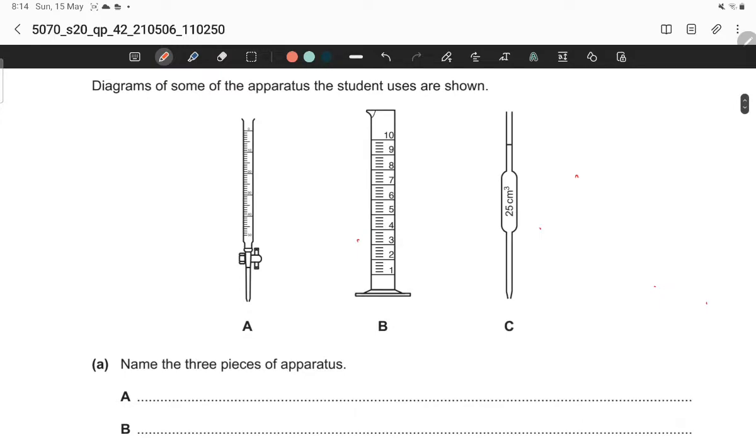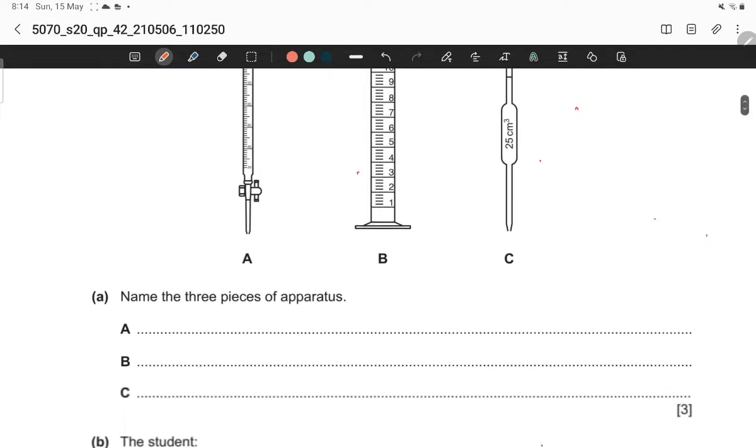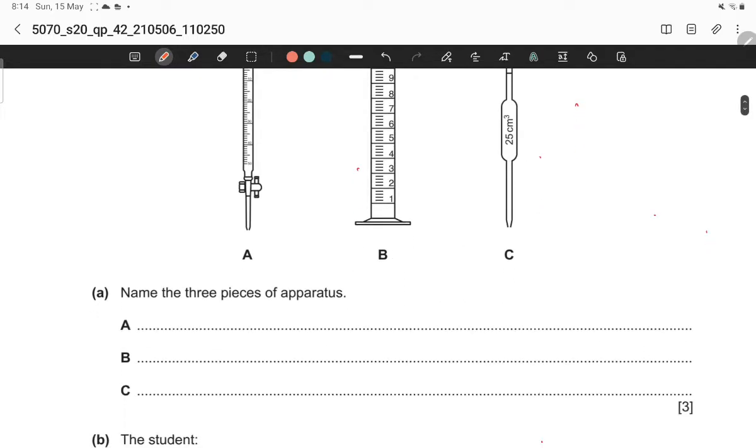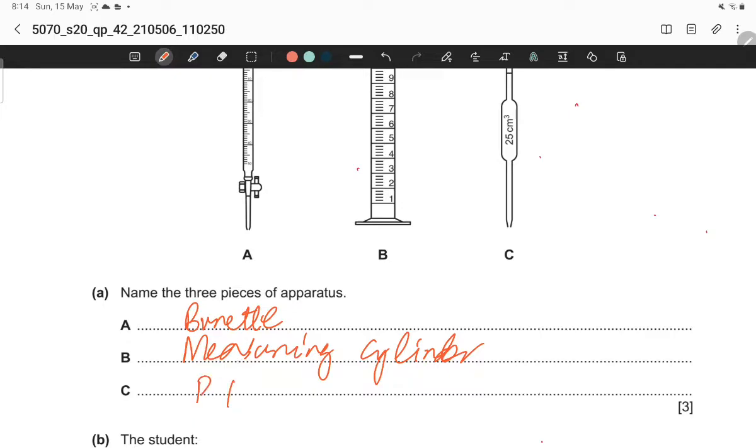Now diagrams of some apparatus the student chooses are shown: A, B and C. A is the burette, B is the measuring cylinder and C is the pipette.